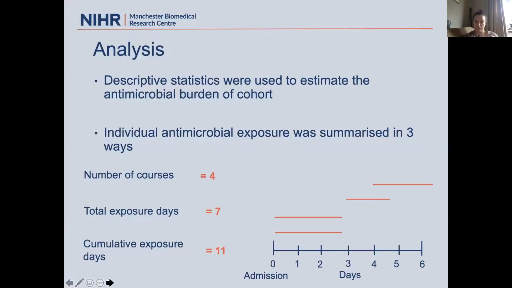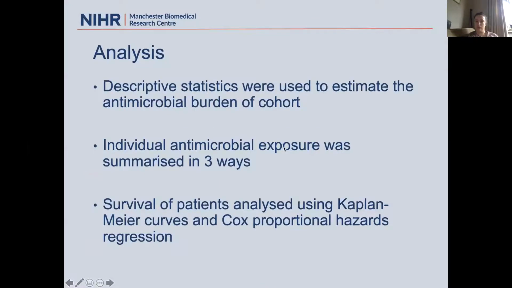So just to illustrate that with an example, if each of these orange lines is a prescription, this patient has received 4 courses over a total of 7 days. But to calculate the cumulative exposure, where they've been prescribed more than 1 antimicrobial on the same day, that day is counted twice. And then I've also looked at survival of patients using Kaplan-Meier curves and a Cox proportional hazards regression model.